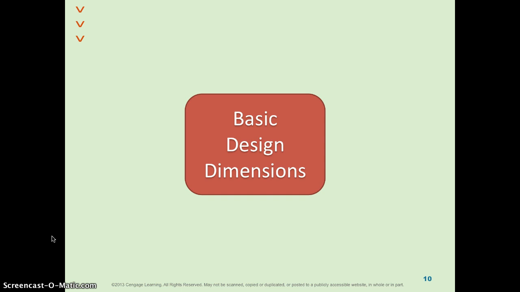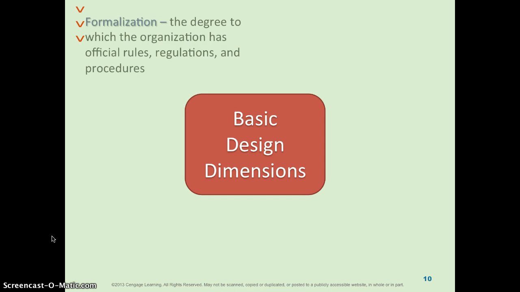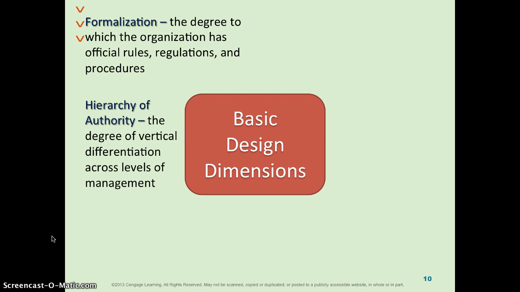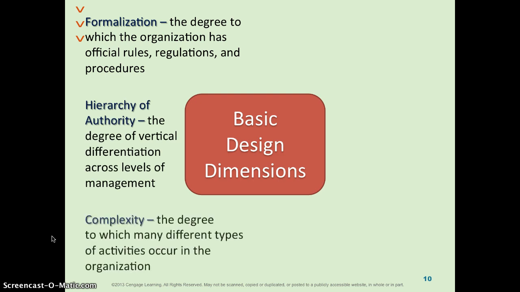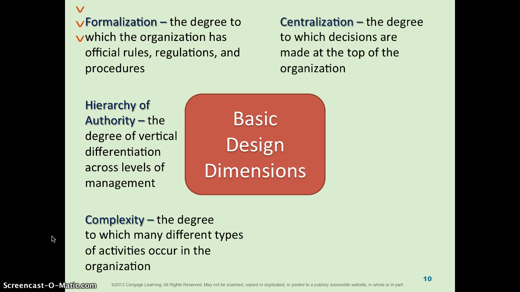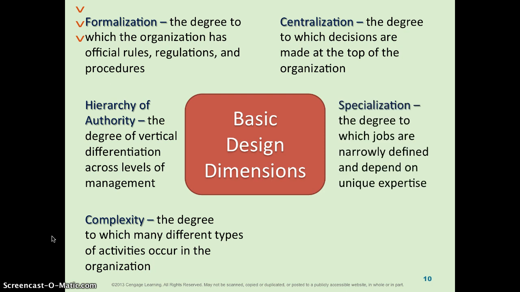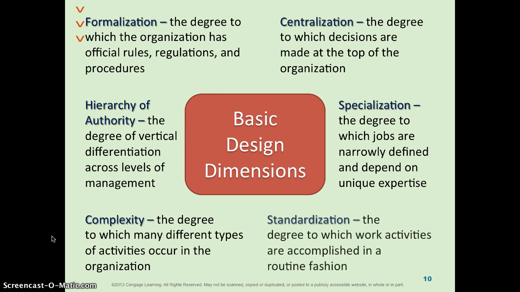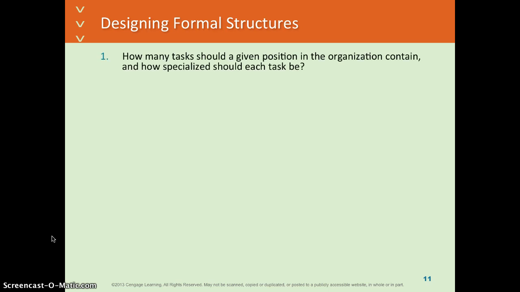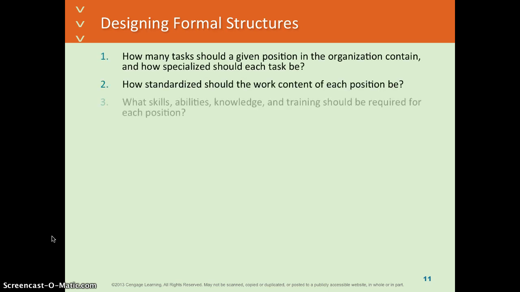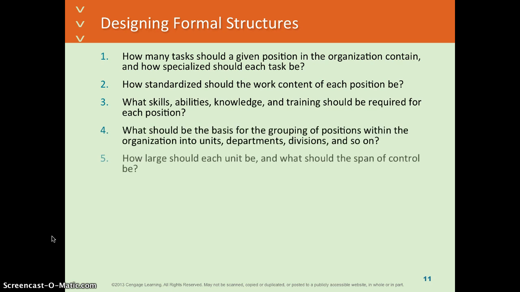Basic dimensions in formulating your organization. Formalization, rules, hierarchy of authority, who reports to who. Complexity, how many different types of activities. Centralization, centralized decision, decentralized. Specialization, how specific are those jobs. And standardization, how routine are they. So when you're designing a formal structure, you're looking at all these various questions to determine the approaches and the directions you want to go in.